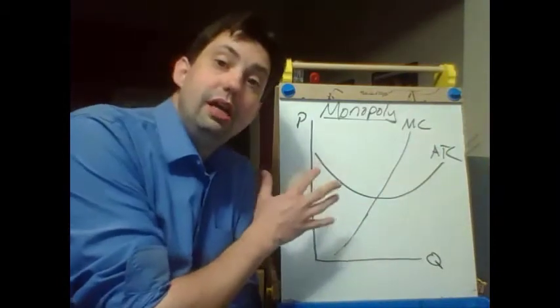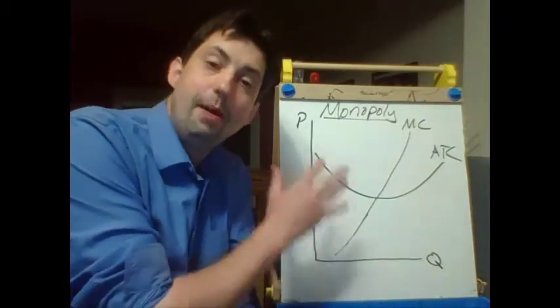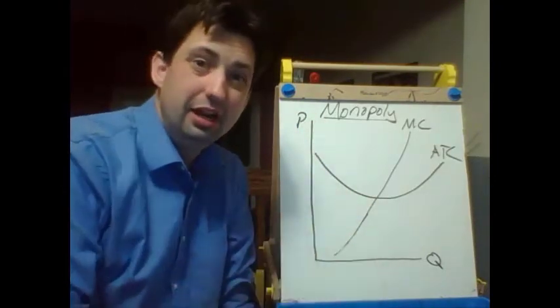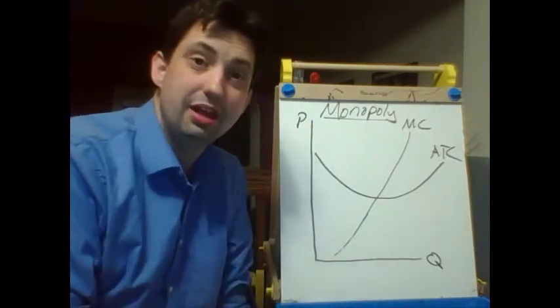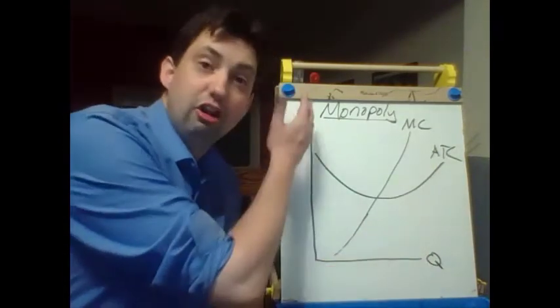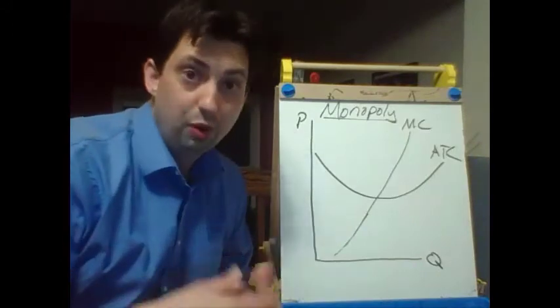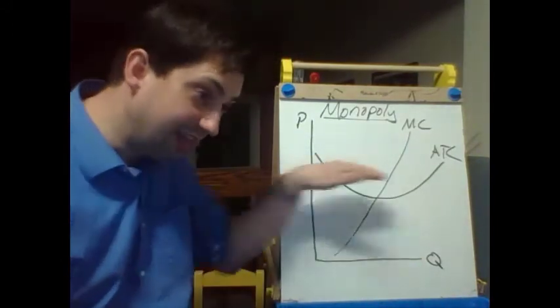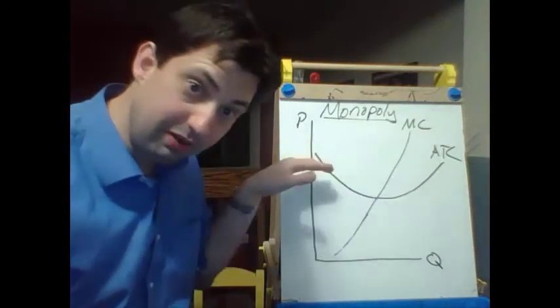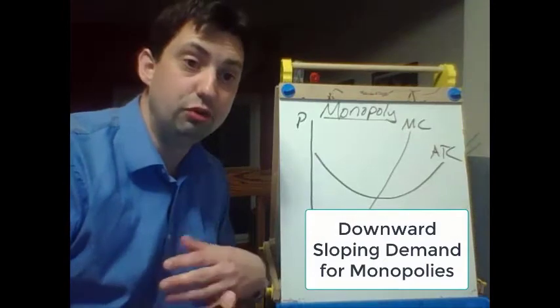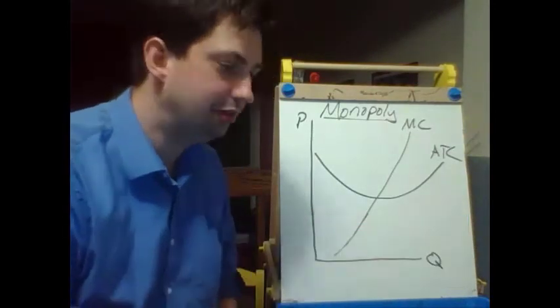But a monopoly has price setting power. A monopoly has market power. A monopoly has monopoly power. All different ways of saying the same thing. When the monopoly changes how much it produces, it changes the price. And so the way that we represent this is by not making the demand curve perfectly elastic, like we do with a perfectly competitive firm. We make it downward sloping. We introduce some inelasticity.